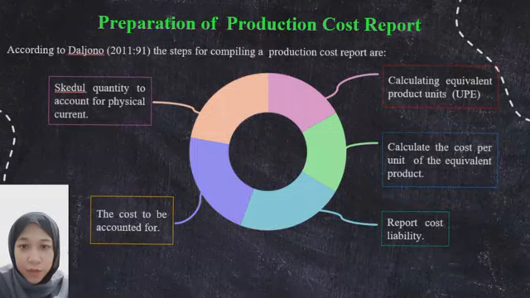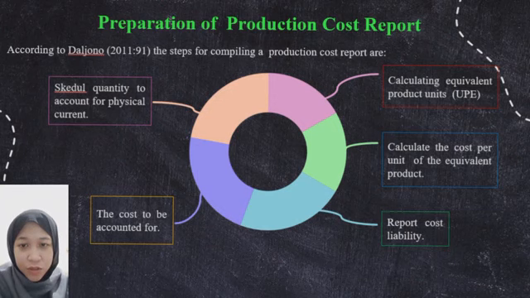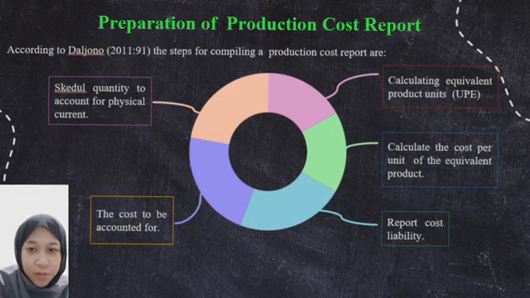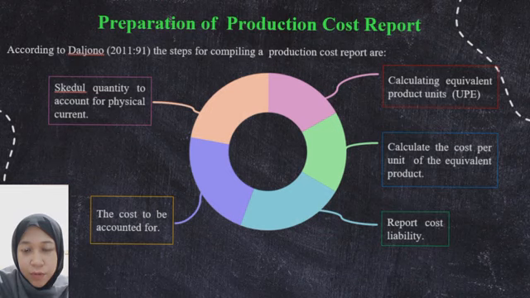Preparation of the production cost report. According to the journal, the steps for compiling a production cost report are: first, schedule the quantity to account for the physical flow. The physical quantity of the production transferred in must be the same as the outbound transfer. Second, the cost to be accounted for. All costs used for the production process must be charged and reported according to this cost element. Third, calculating the equivalent product units. Fourth, calculate the cost per unit of the equivalent product. Fifth, report the cost liability.